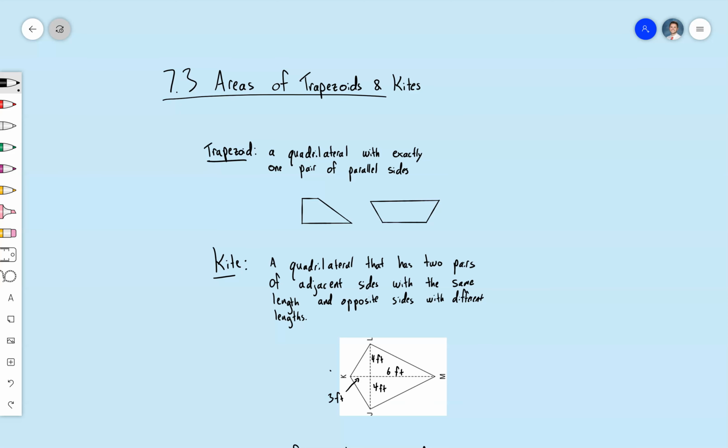In today's video, we're going to look at finding areas of trapezoids and kites, as well as looking at finding the area of a composite figure, which we will see in a little bit.